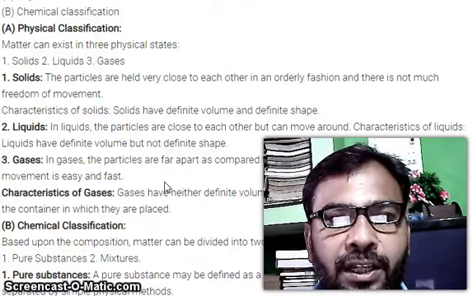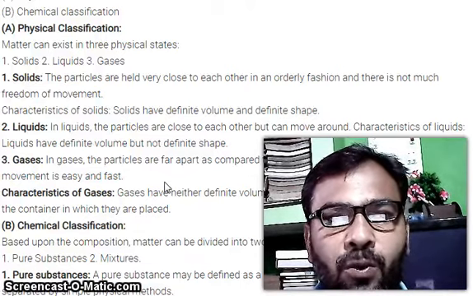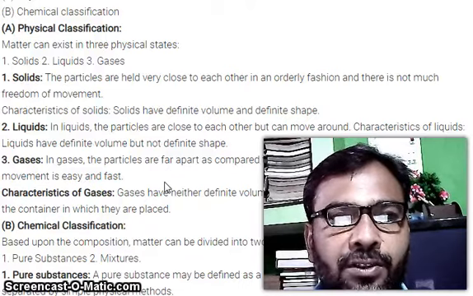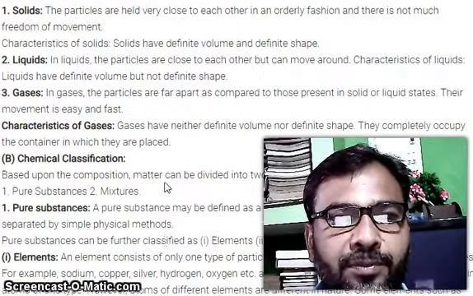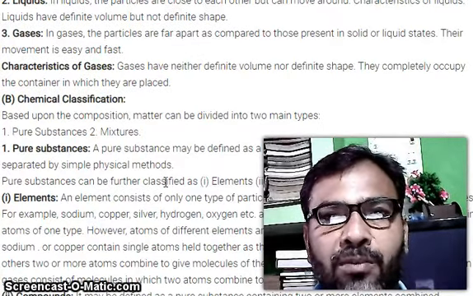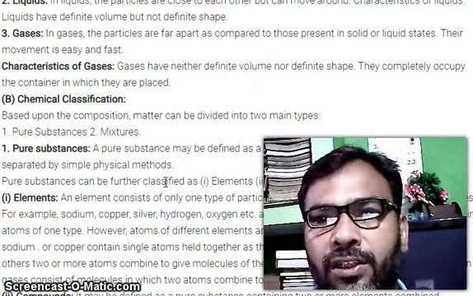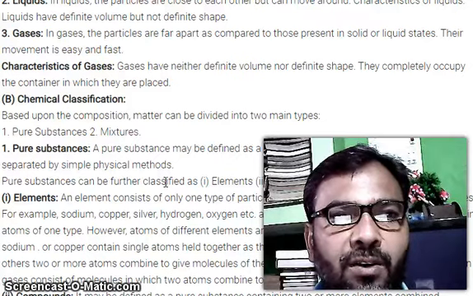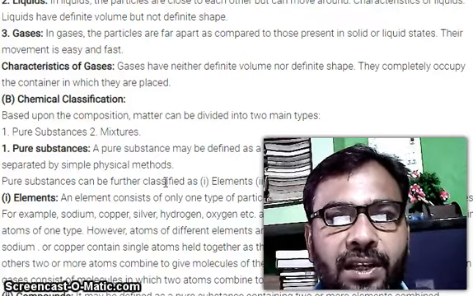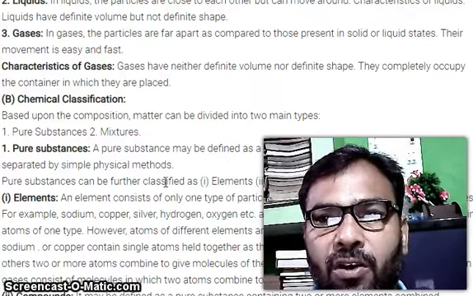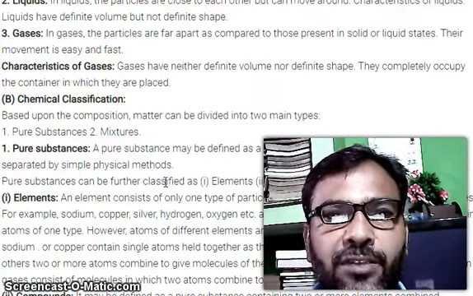And in liquids, the particles are close to each other but can move around. Characteristics of liquids: liquids have definite volume but not definite shape. In gases, the particles are far apart as compared to those present in solid or liquid states. Their movement is easy and fast. What is the characteristic of gases? Gases have neither definite volume nor definite shape. They completely occupy the container in which they are placed.